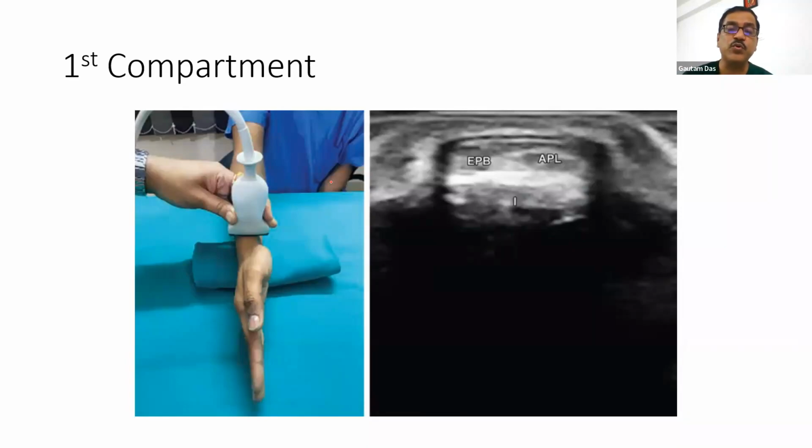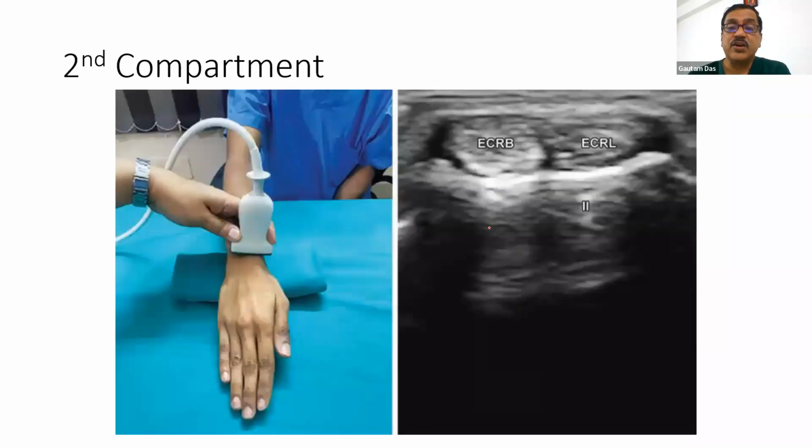And if you are going more distally, the radial artery will be here, gradually coming here when you slip from the radial styloid process into the scaphoid, into the anatomical snuffbox. We'll be able to see the radial artery there. Then the second compartment, just beside the radial side of the Lister's tubercle.